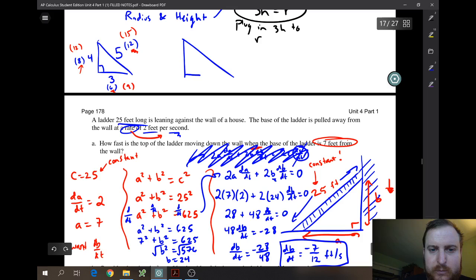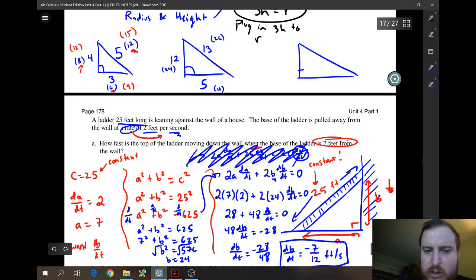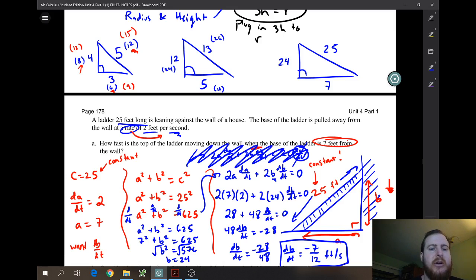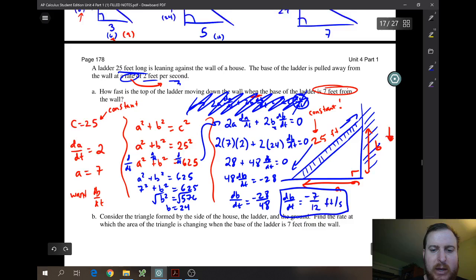And then another one is 5, 12, and 13, and any multiples of that. So 10, 24, and 26 would work, right? That's a common one that they use on the AP exam a lot. And there are more, but the third one that's very common is the one that we just did right here, which is 7, 24, and 25. And so these are just our special right triangles where we have whole numbers. And those are a lot more common on the AP exam, especially on the non-calculator portion. So if you can memorize those, that's a good thing. They're not necessary to know, but they'll help you out and make things a little faster for you.